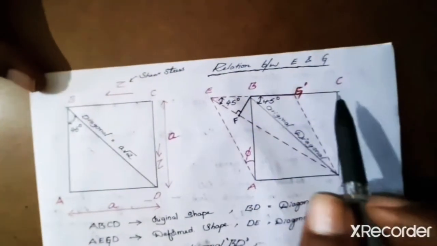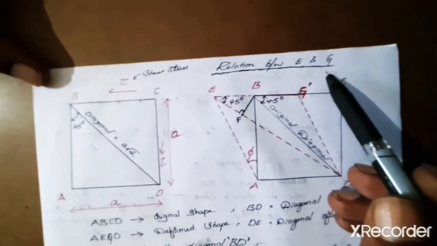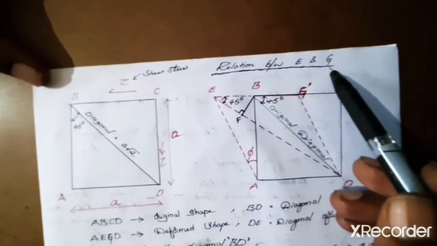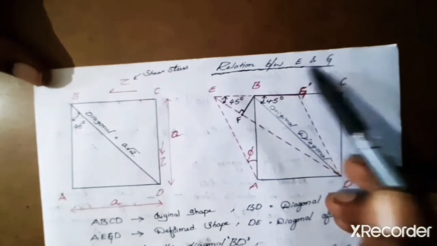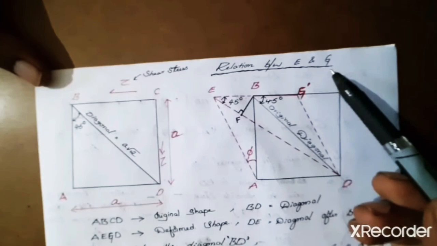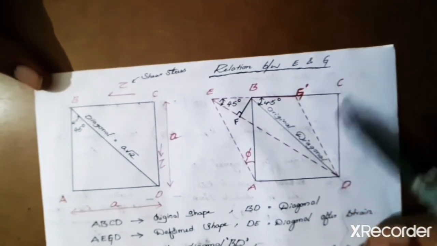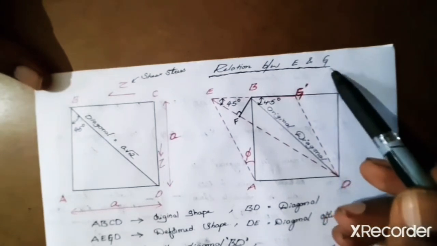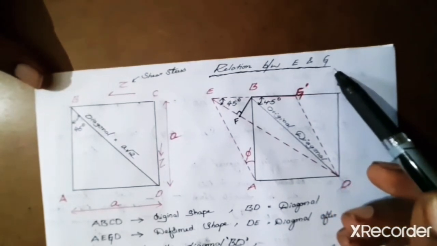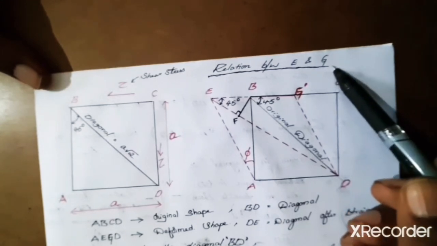So let us see the relationship between E and G, Young's modulus and rigidity modulus. We know these definitions, right? Young's modulus is equal to tensile stress or compressive stress divided by strain, whereas G is equal to shear stress divided by shear strain, the ratio of shear stress to shear strain.